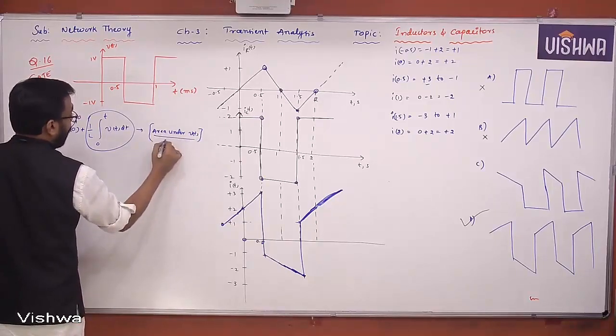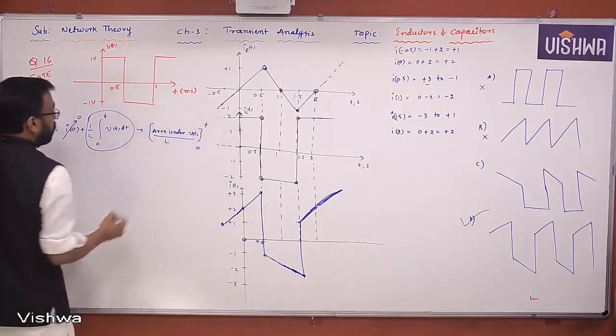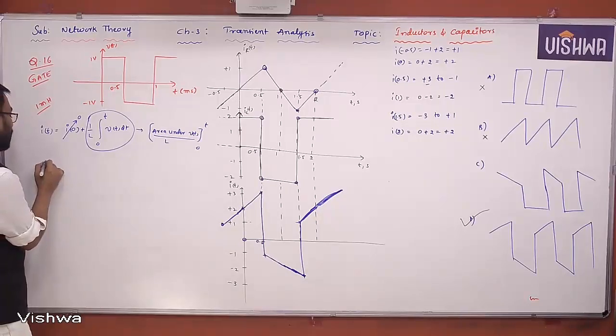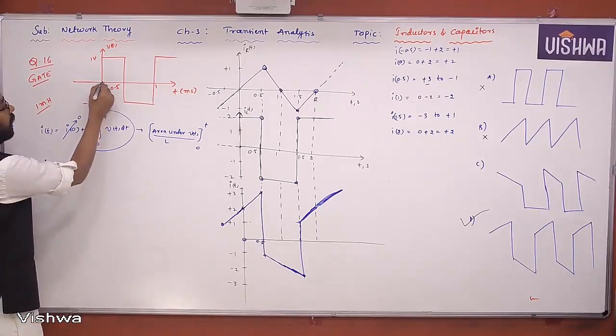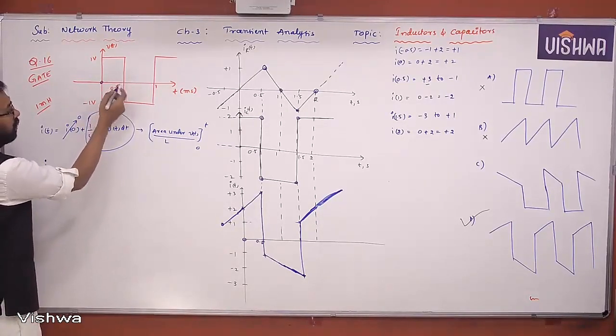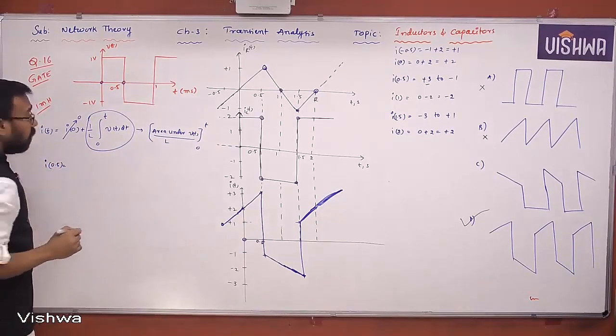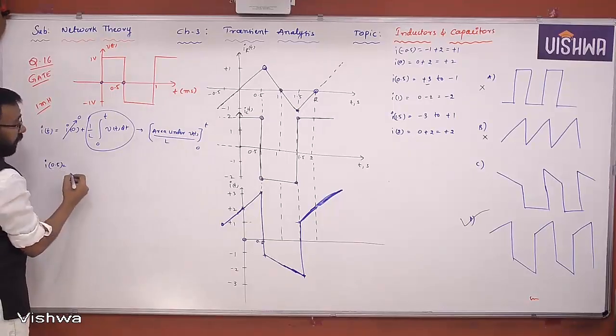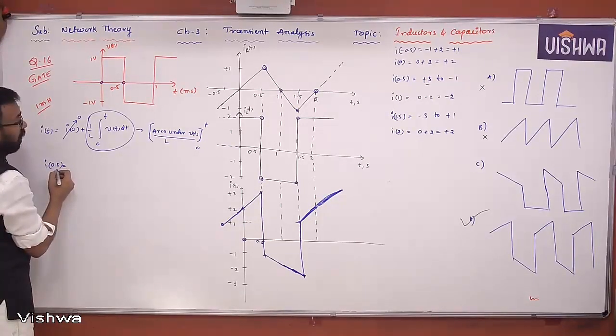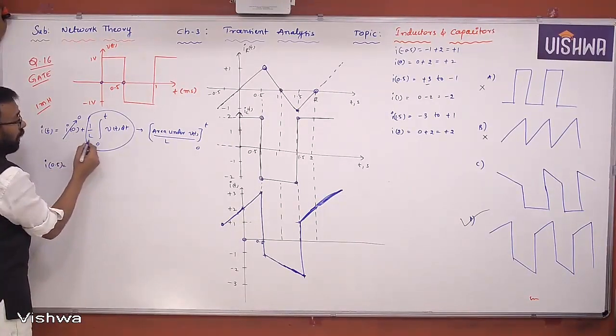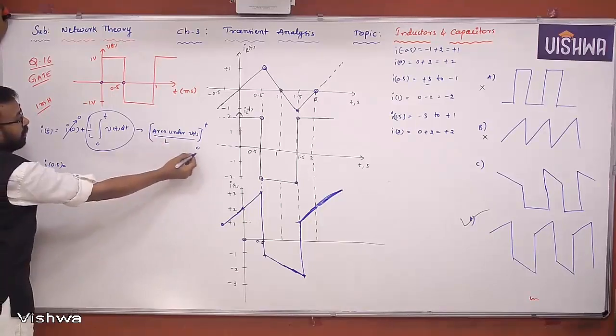But divided by L from 0 to t. That's it. So how do you find the current? Now let us find the current at 0.5. If you find it at 0.5, what will you get? Tell me. I of 0.5 is nothing but I of 0 plus the area under the curve from 0 to 0.5.